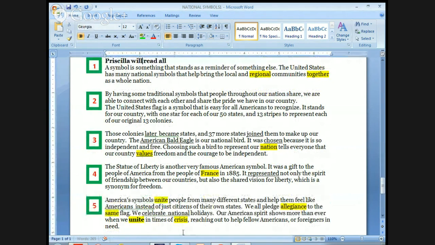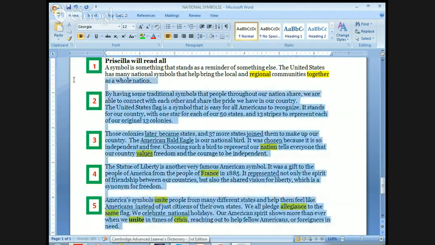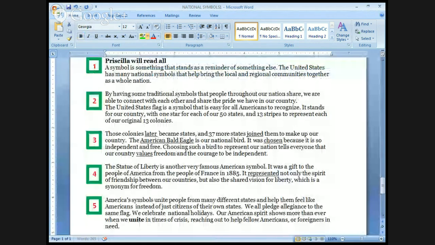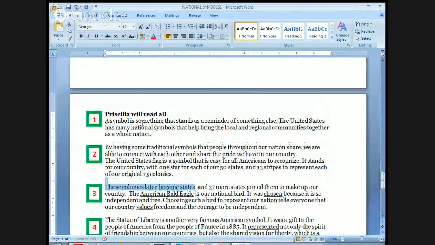Read all. And I will take out my colors. Listen carefully. A symbol is something that stands as a reminder of something else. The United States has many national symbols that help bring the local and regional communities together as a whole nation.